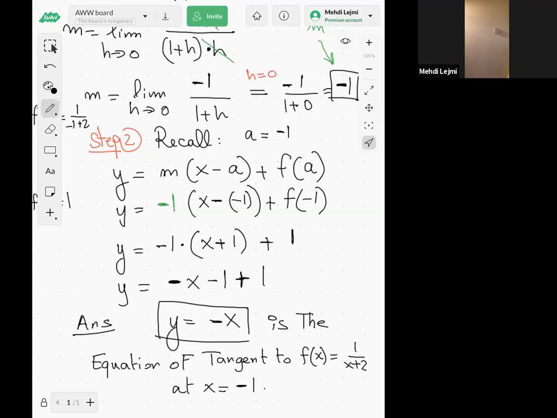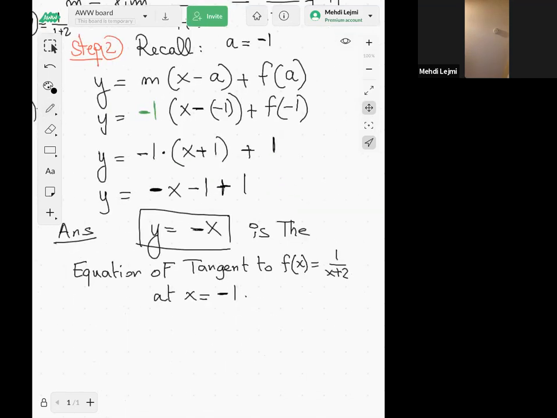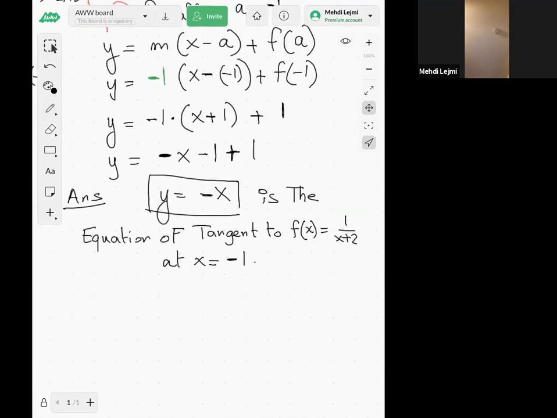Right? So in other words, guys, if you want to visualize this answer, you may understand the computations, but the question now is, what's the interpretation of this answer? So if you want to visualize the answer, you can graph. This is not part of the answer. This is just to clarify what I mean by the equation of the tangent line to f of x, right? So what I mean is the following.